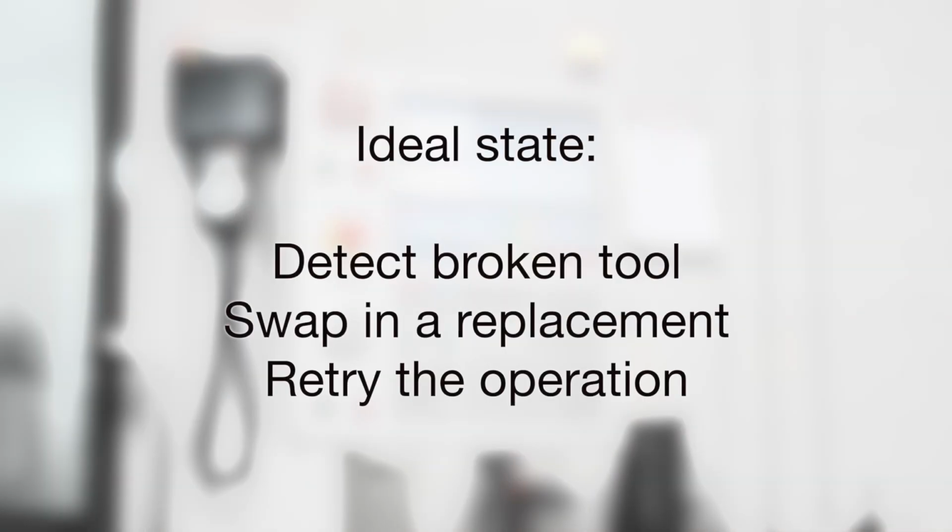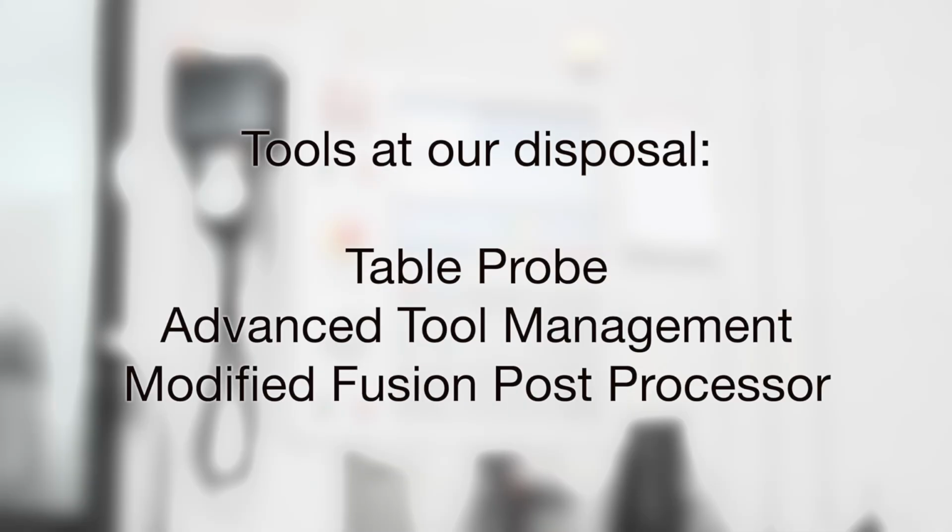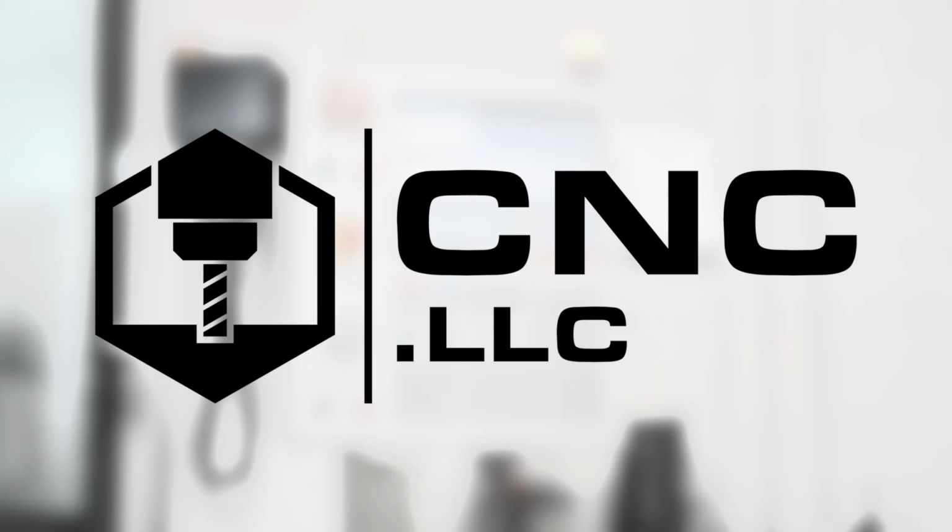In an ideal world, the machine would detect a broken tool and restart the affected operations using a replacement. That's what we'll do in this video, by understanding the tools already at our disposal and by making some changes to the Fusion Haas post-processor. This is one of a number of post-processor performance tweaks we've developed at CNC LLC.